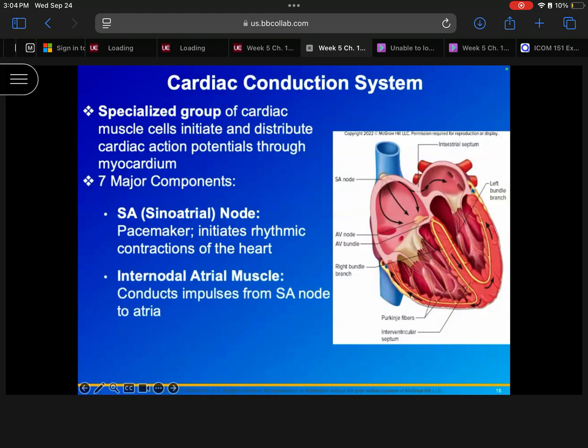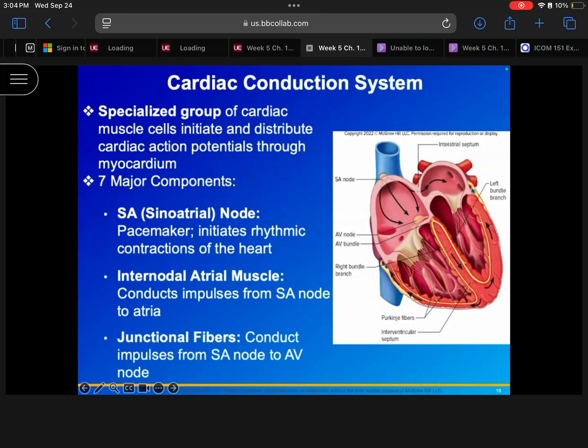From there, we are going to interact with internodal atrial muscle. This is important because it's going to conduct the impulses from the SA node to the atria. And notice, we're going to go through the interatrial septum because we need both atria to be contracting at the same time and syncing them. The SA node is only at the top of the right atrium, so this allows the electrical signal to go all the way across through that muscle.